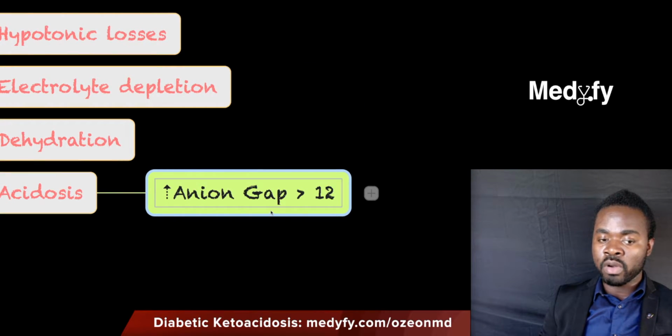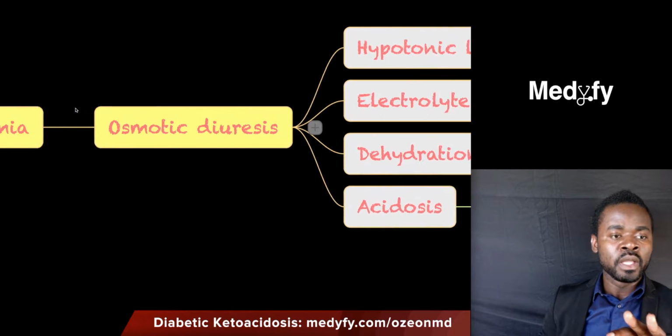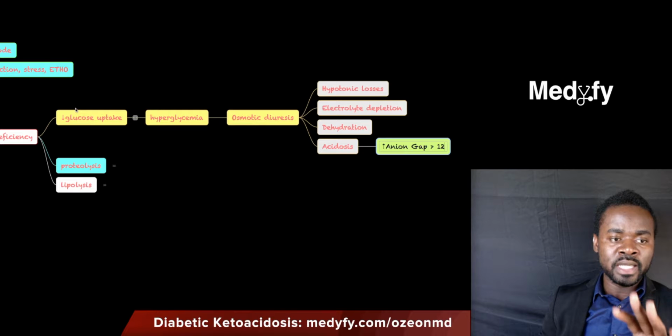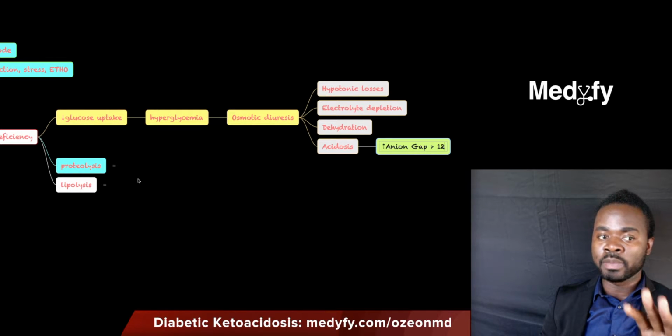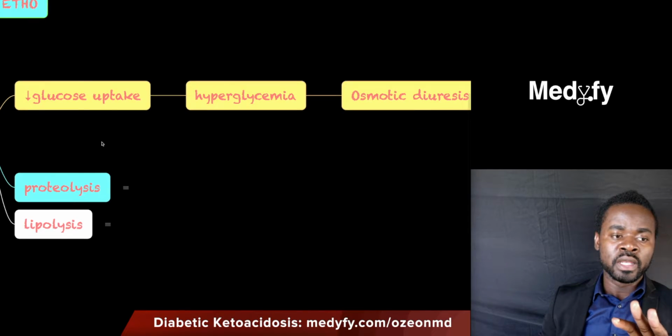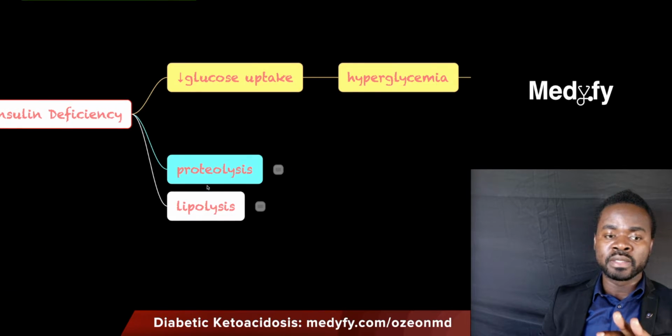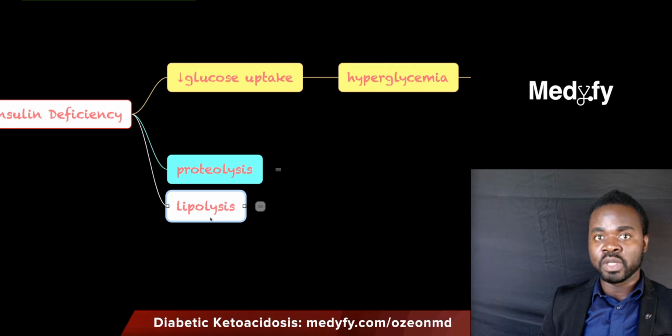This part is very important. We're going to talk about the acidosis and how you correct DKA. So this is just an idea of the decrease in glucose uptake, what it leads to. The next thing we need to talk about is proteolysis versus lipolysis. Lipolysis happens because your body thinks that it is in a starved stage for glucose. So it tries to find glucose from other sources.